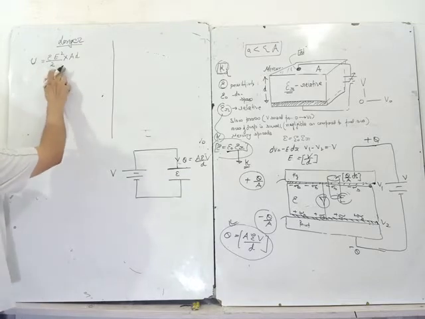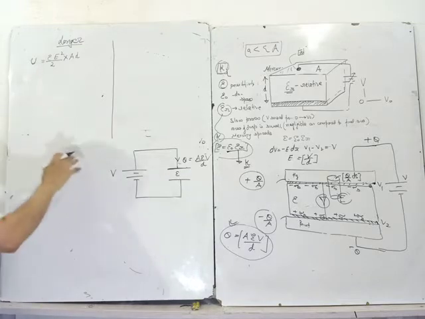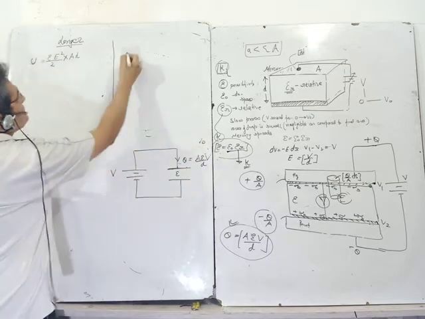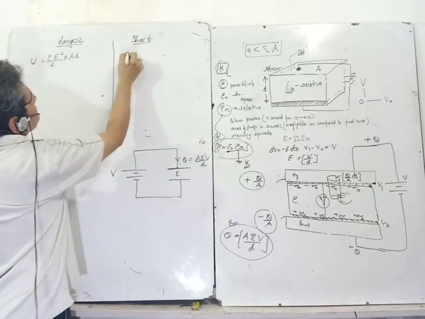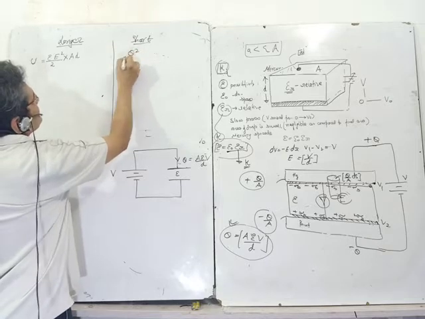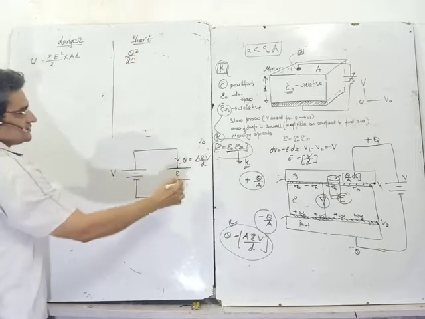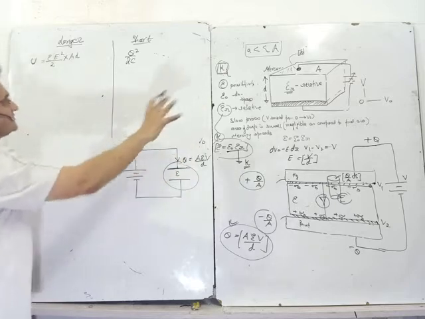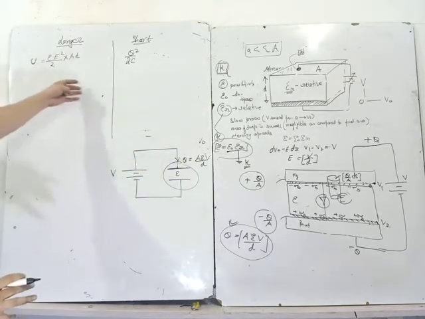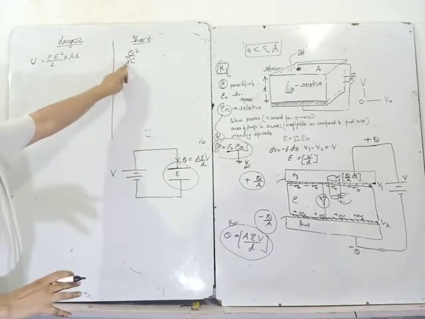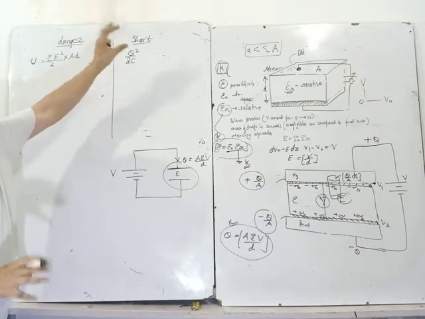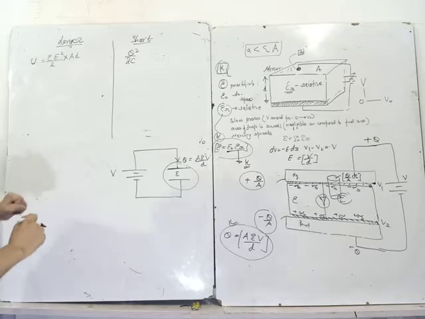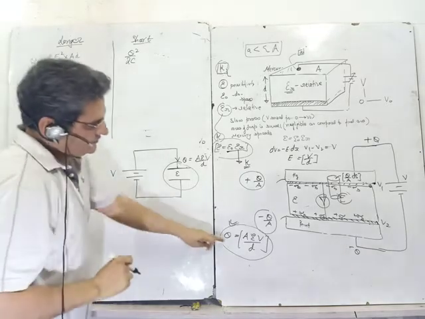So one is this method. Another method of writing the electrical energy is Q squared upon twice C, when you see it as a capacitor. Don't go into the nitty-gritties. Just see it as a capacitor, and the value of this is the energy stored in the capacitor. What is the value of Q?